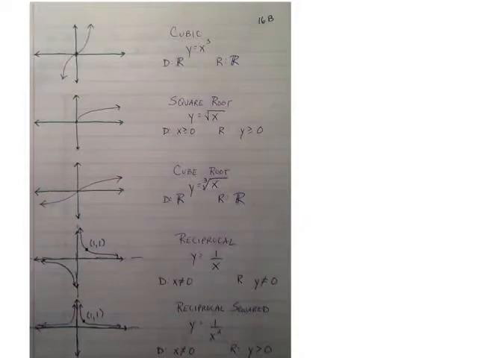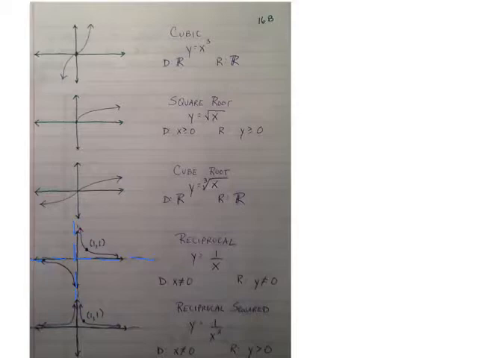Then we have the reciprocal function, and the reciprocal function has a horizontal asymptote at 0 and a vertical asymptote at 0. That means the domain is x does not equal 0 and the range is y does not equal 0.